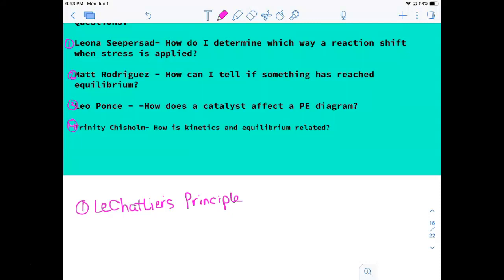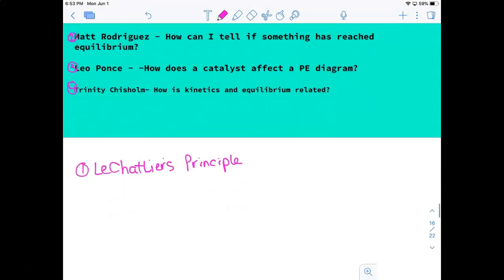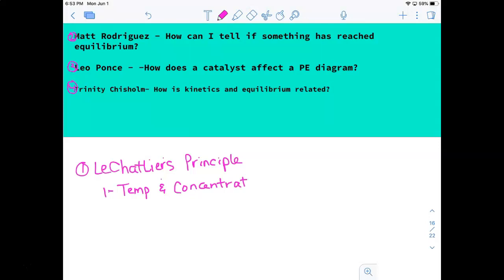And it talks about how a reaction that's in equilibrium will shift to try to get back to equilibrium when it's stressed out. So for temperature and concentration, if I change the temperature of the reaction, or I add substances or take away substances from the reaction, you can use up and away, down and towards, the trick to help you figure out which way it's going to shift.